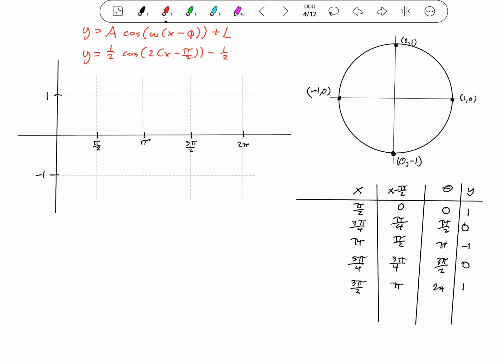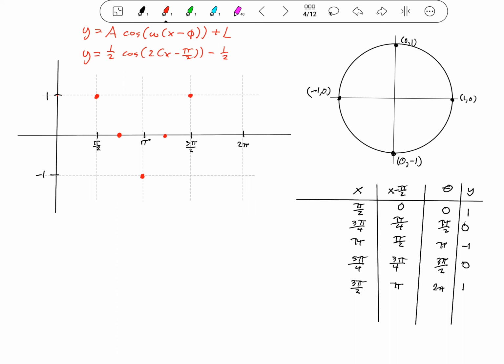If I look at those points, I'm looking at the point pi over 2 comma 1. That's this point. I'm looking at 3 pi over 4 comma 0. That's that point. Pi comma negative 1. That's that point. 5 pi over 4 comma 0. That's that point. 3 pi over 2 comma 1 gets me that point.